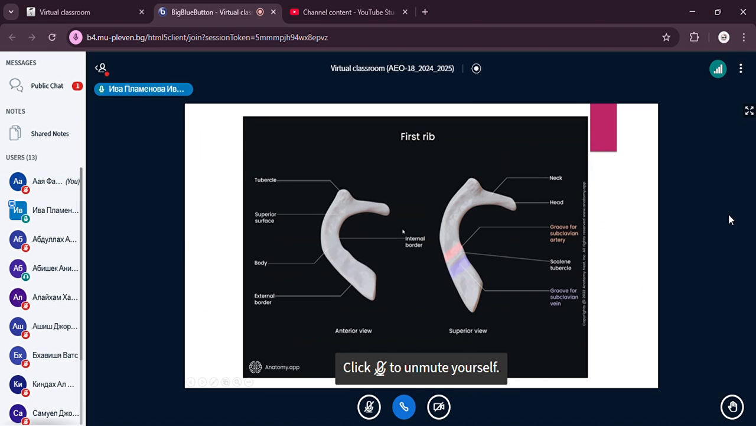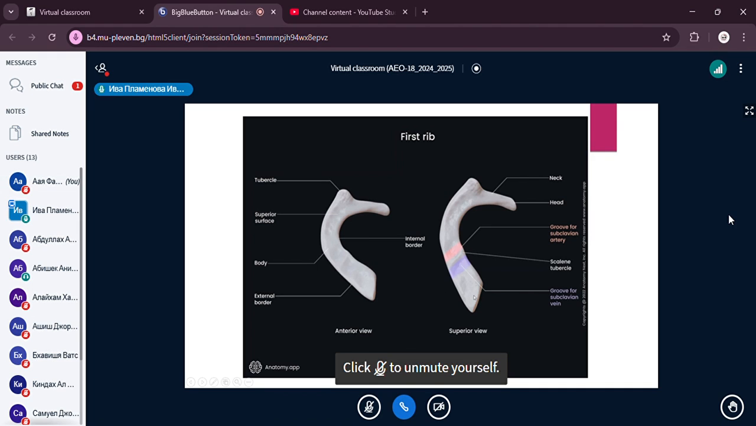You can see again the first rib. I told you that the other ribs have outer and inner surfaces, but the first rib has upper and lower. The lower surface is smooth. On the upper, we have these two grooves for the subclavian artery and for the subclavian vein. Here is the tubercle between them, the head, neck, rib tubercle. That's the tubercle for the muscle.